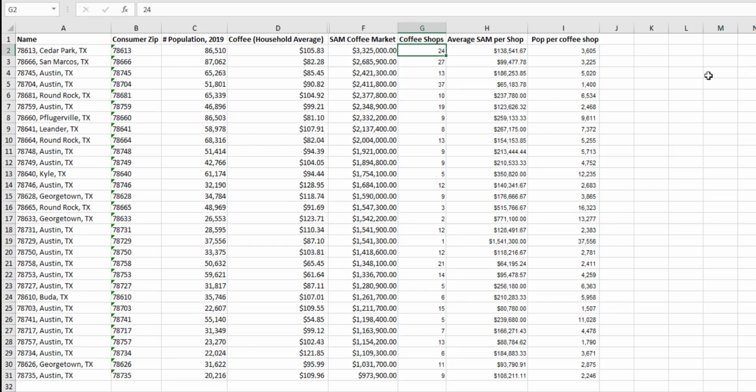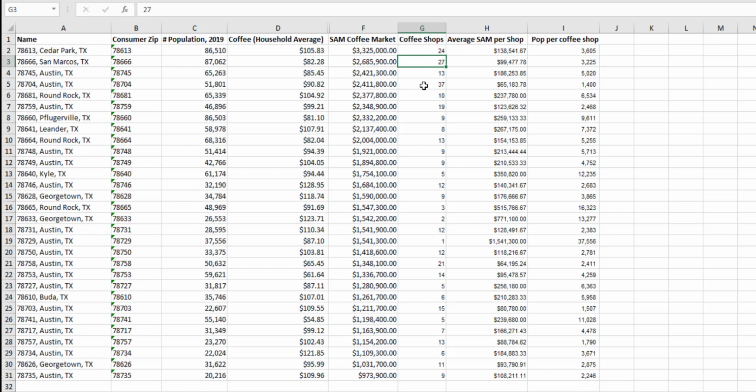What I'm looking for is that sweet spot: enough population, a large enough market, but not quite a saturated competitive landscape yet. So I can come down here and maybe start looking in the 2 millions. San Marcos is very similar here. It's a very substantial market, but already 27 coffee shops servicing consumers there as well.